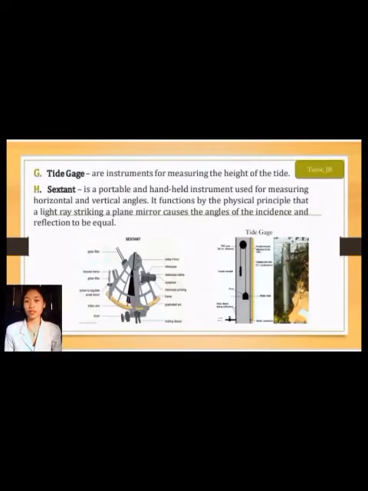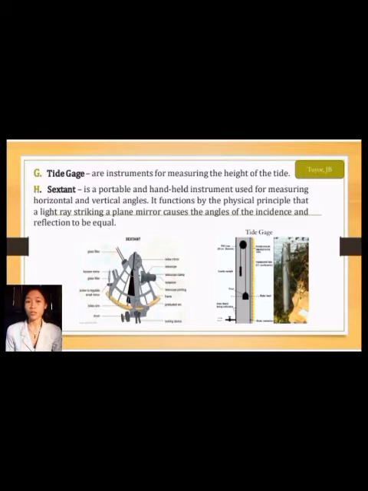And the seventh is the tide gauge. It is an instrument for measuring the height of the tide. In rivers and bodies of water near the seacoast, the water level varies continually. And in order that all soundings in the body of water may be referred to the same level of its surface, the variation in the water level must be known.